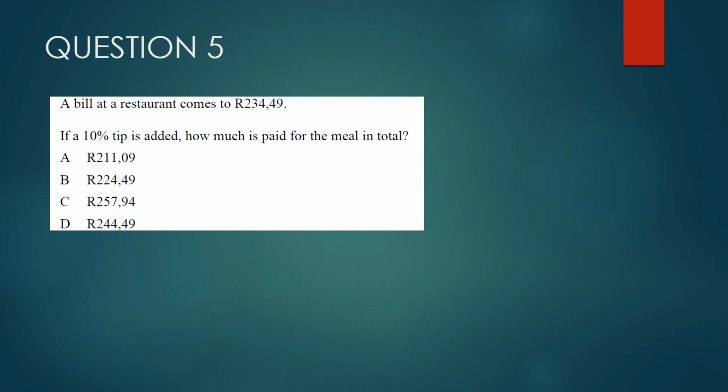Question 5 is just percentage. A bill at the restaurant comes to 234.49. If a 10% tip is added, how much is paid for the meal in total? So the very first thing that you want to do here is to find the 10% of this amount. After finding the 10% of this amount, you add it back to this amount. After adding your 10%, you will get your answer.